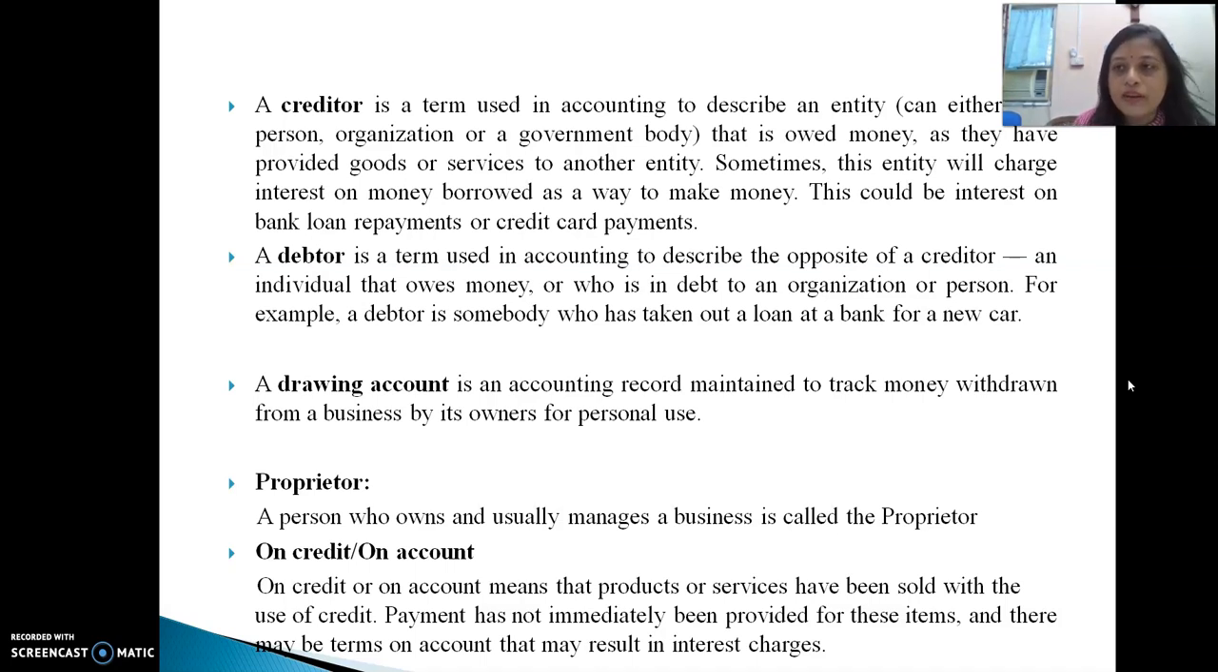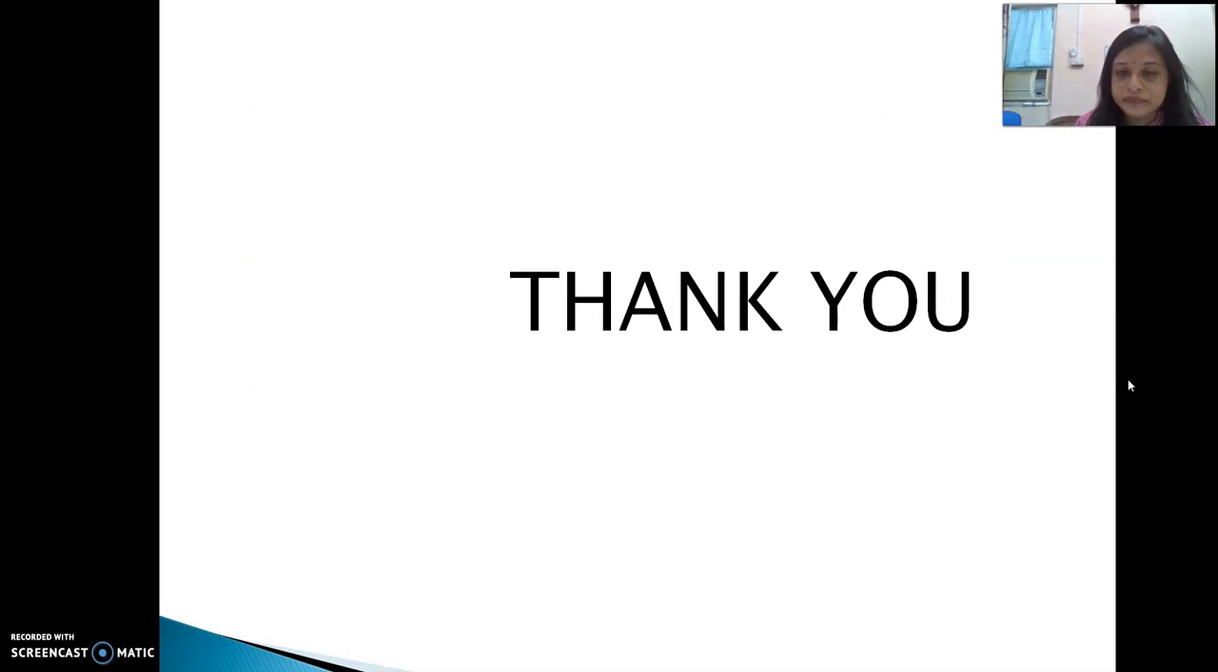So I hope you have learned a few accounting terms. We will be learning new terms in future also, but these are the terms which you should know. These are the basic accounting terms. Okay, thank you.